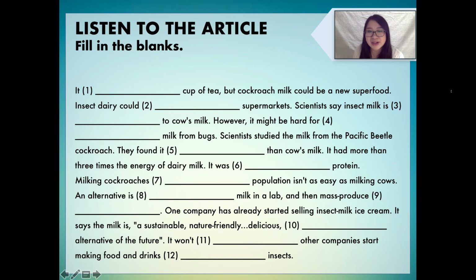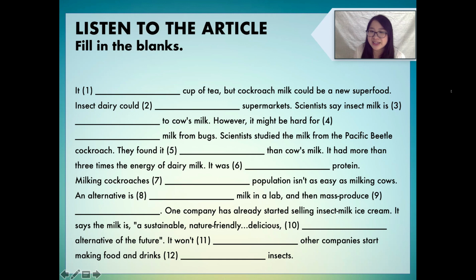Scientists studied the milk from the Pacific beetle cockroach. They found it was more nutritious than cow's milk. It had more than 3 times the energy of dairy milk. It was also full of protein. Milking cockroaches for the human population isn't as easy as milking cows. An alternative is to recreate the milk in a lab and then mass produce it in factories.